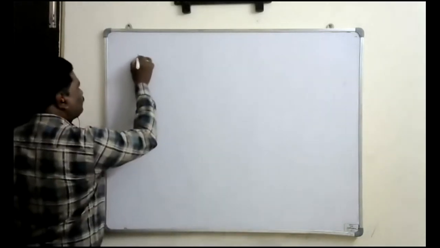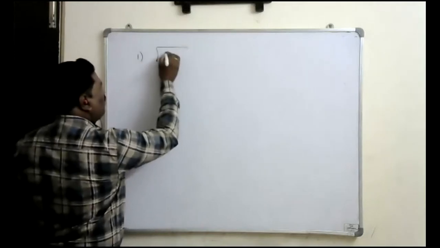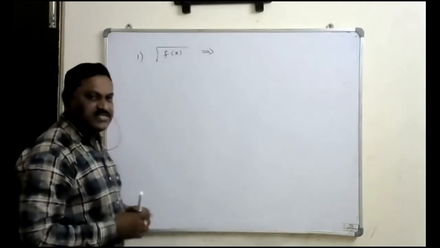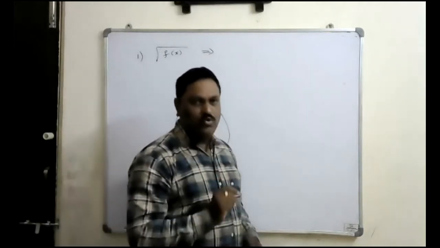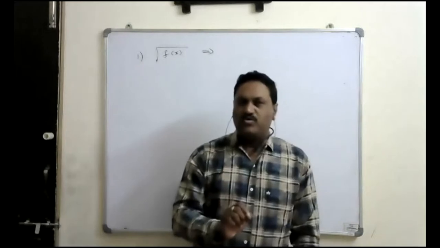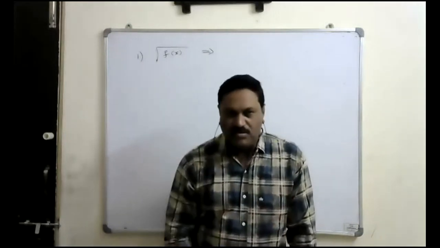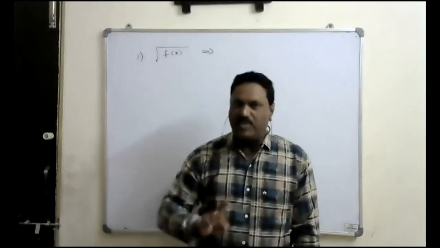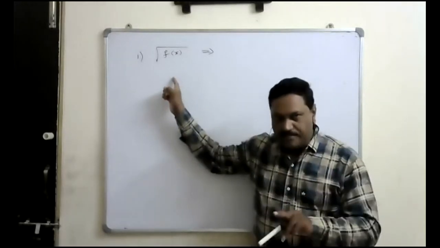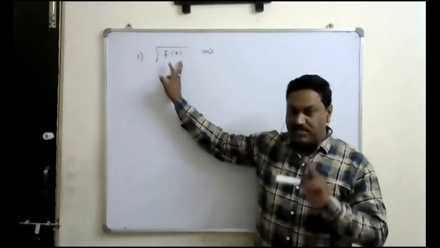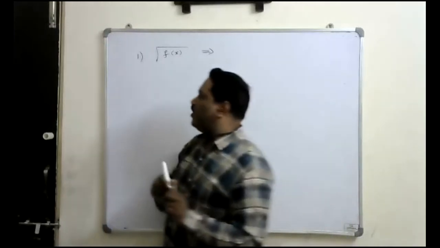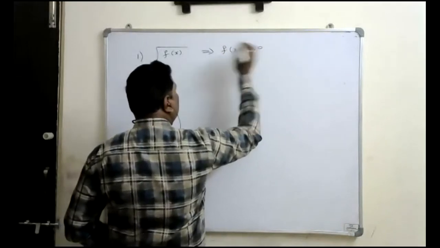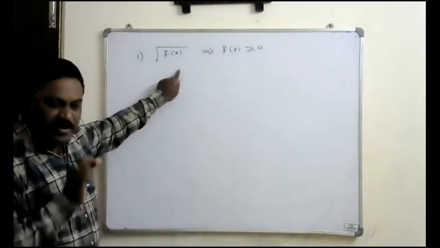The first one is, suppose there is a square root of f of x. Inside the square root we should not take a negative value, right? For a negative value, the square root is not defined. So the function is defined if the inside function is either 0 or positive. So f of x greater than or equal to 0 is the condition. Only for this condition will the square root be defined.